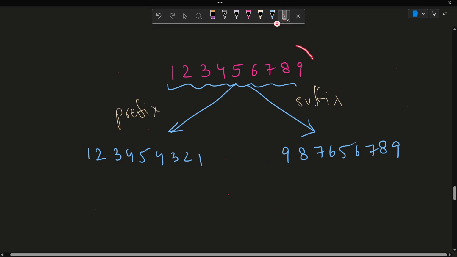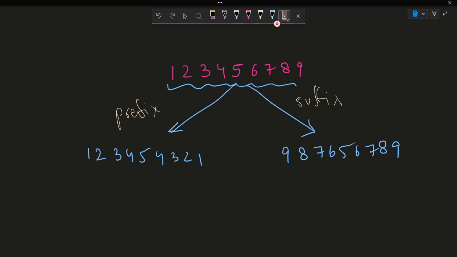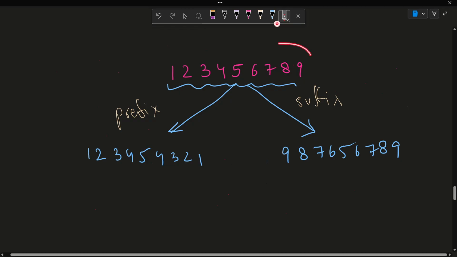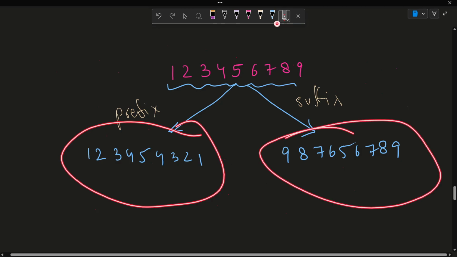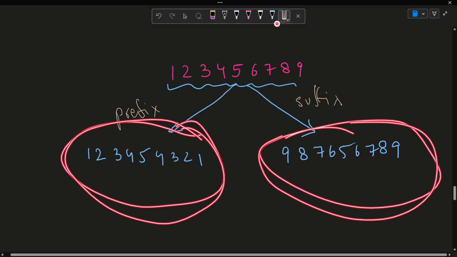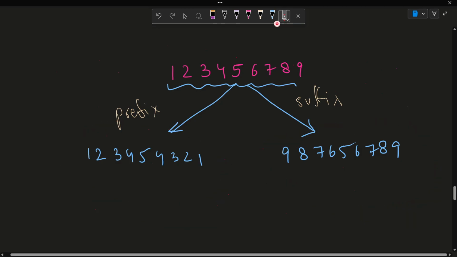Or you could take the suffix, the suffix of half the length of the string that is given to you, and copy that too. Now which one do you think would be a closer palindrome? In both of these cases, which one do you think is the closest palindrome?